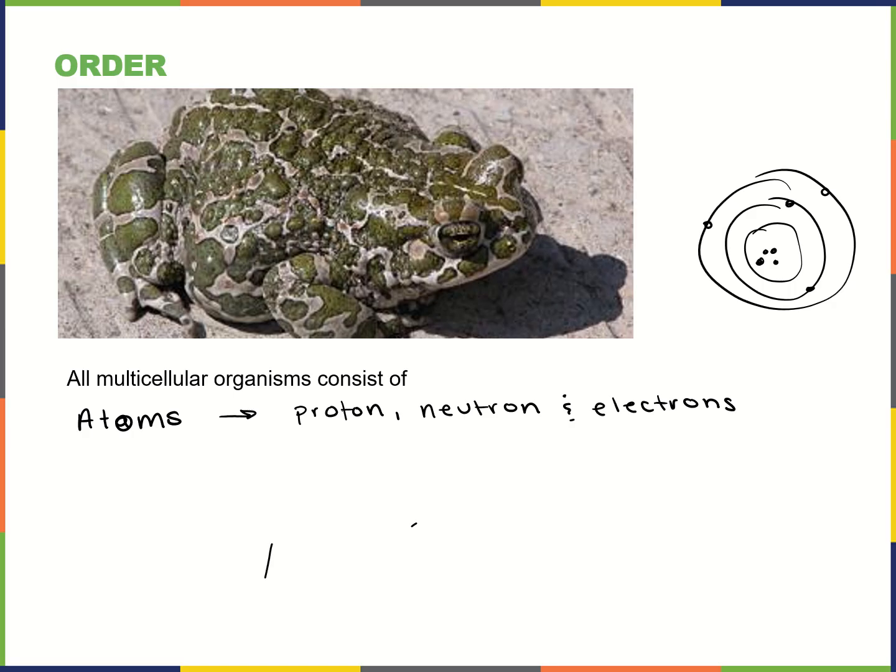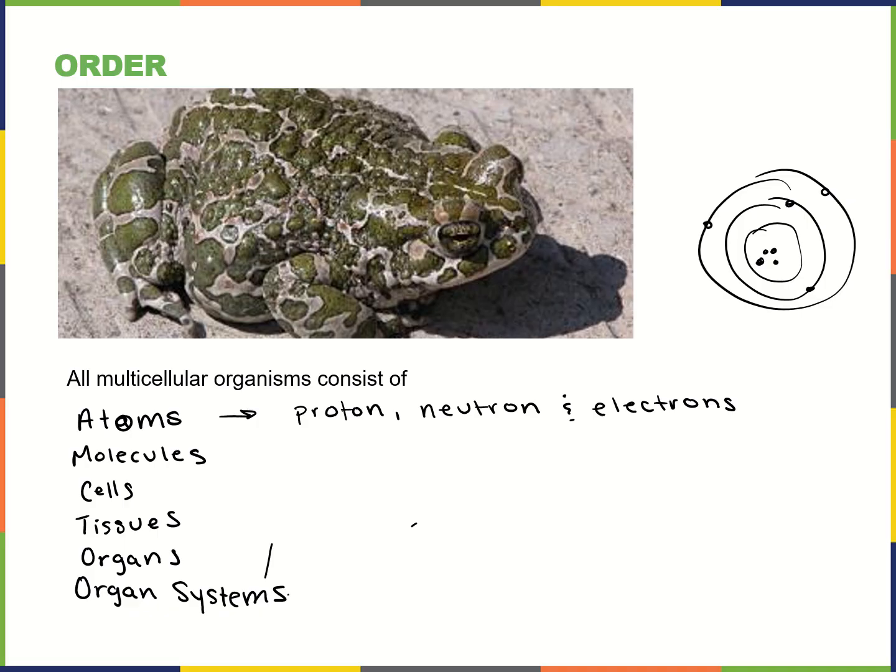The next thing that they have is molecules. Molecules are made up of a bunch of different atoms. From those molecules, we get cells. Cells are a bunch of molecules that are pushed together and work together to execute a function. Those cells will then form into tissues, those tissues into organs, those organs into organ systems, and those organ systems will make up a whole organism.